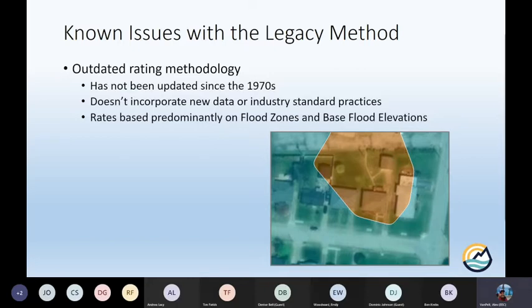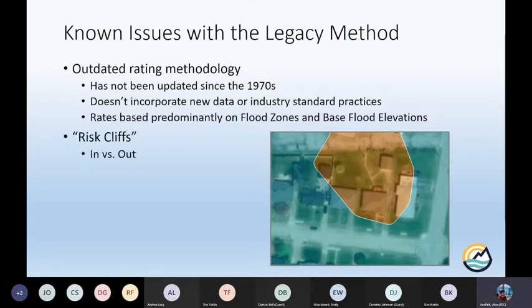There's a lot of things as far as data and standard practices within the insurance industry that this old method just does not cover. It doesn't factor in a lot of things that the private industry has learned. So, the old method rates were predominantly based on what flood zone are you in and what's the base flood elevation at your site.